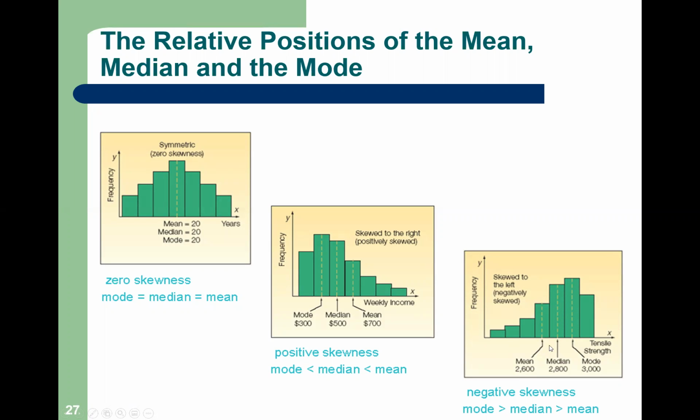In a negatively skewed distribution, the mean is the smallest, and in a positively skewed distribution, the mean is the largest, and in a symmetric distribution, the mean, median, and mode are always equal.